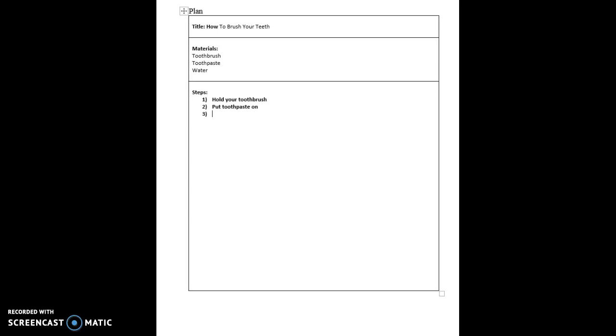Step 3, well now we've got our toothbrush with our toothpaste on it. The next step will be brush your teeth. Notice I've got a capital letter at the start of all of my sentences, so make sure you have a capital letter at the start of your sentences. Step 4 will be rinse. And lastly, once we've finished brushing our teeth and we've rinsed our mouth out, we would need to put the toothbrush away.